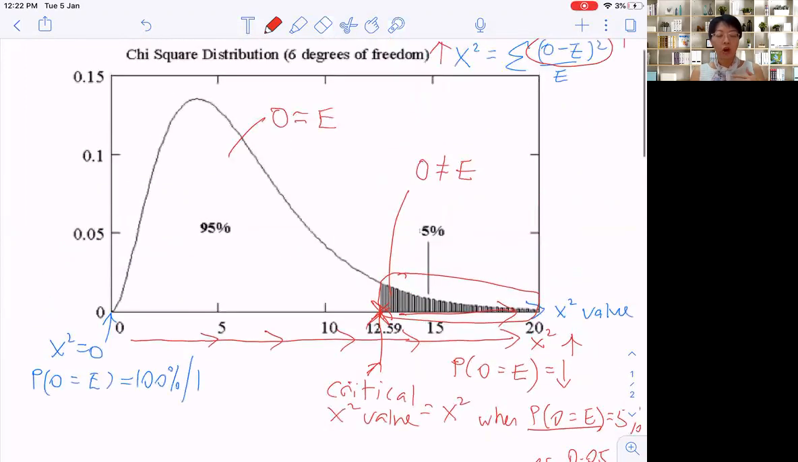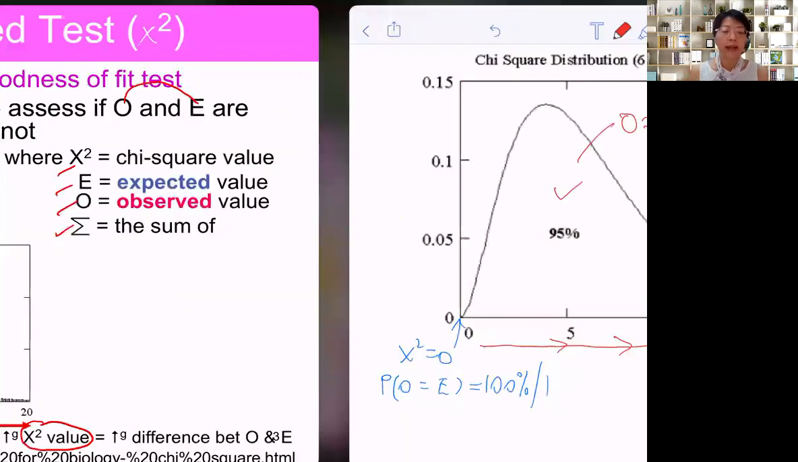And if your chi-square value is located at the 95% region here, then you know that there is no significant difference between your O and E. It is still acceptable. The differences are because of random experimental error, whereas the differences here are no longer random. They are so different that we cannot say it is just random experimental error. So this is the principle behind the chi-square test. All right, so now we are going to move on to do an actual chi-square test.